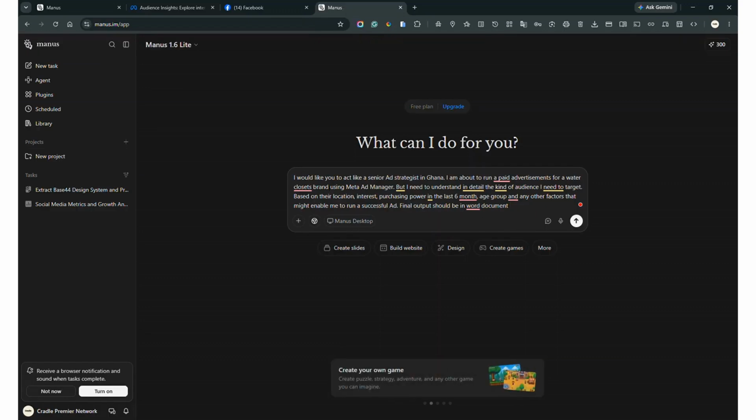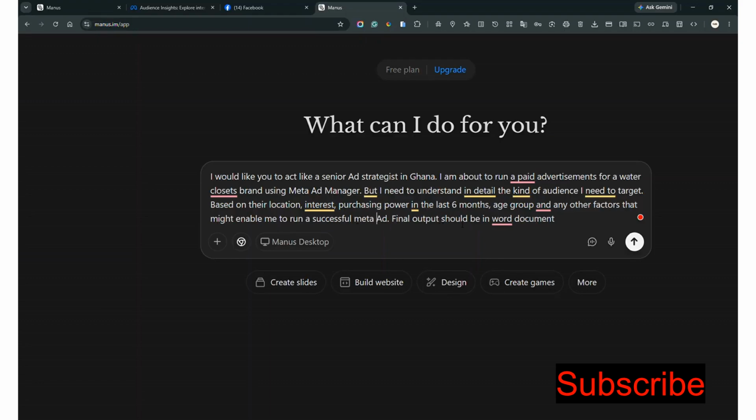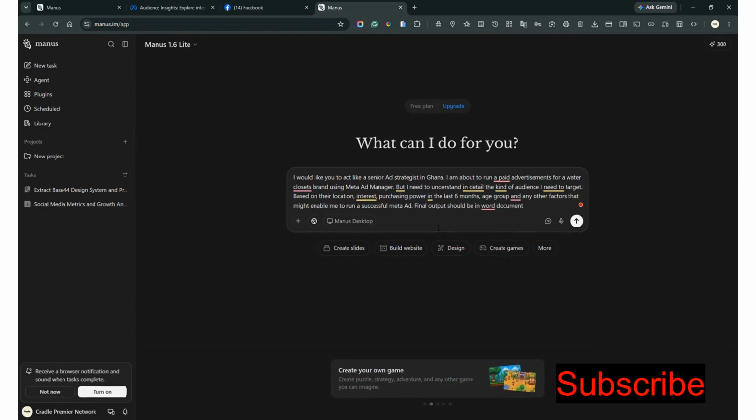So this is the prompt that we are going to give it. I would like you to act like a senior strategist in Ghana. I'm about to run a paid advertisement for a water closet brand using Meta Ad Manager, but I need to understand in detail the kind of audience I need to target based on their location, interest, purchasing power in the last 6 months, age group and any other factors that might enable me to run a successful Meta ad. Final output should be in Word document. So this is the information we are going to give it, and we are going to click on send.